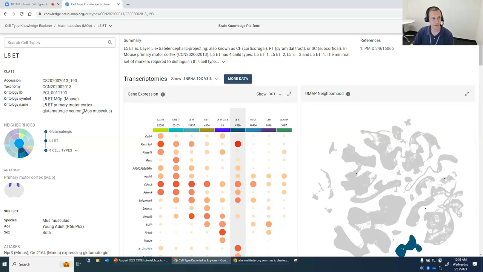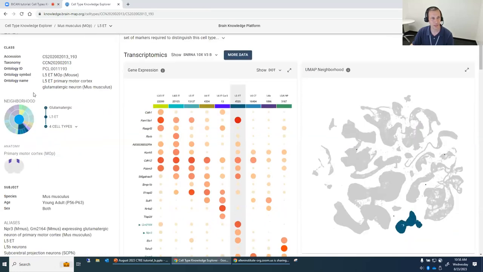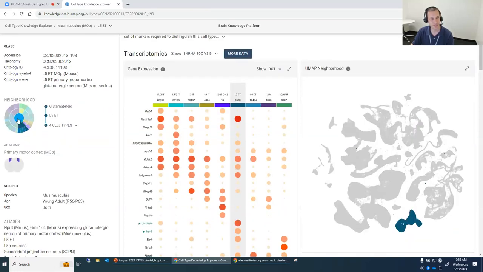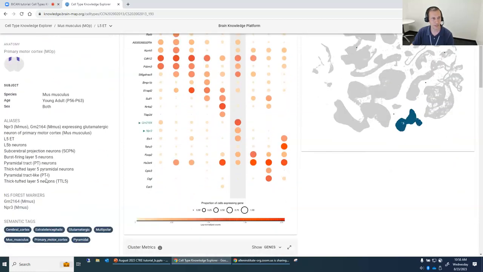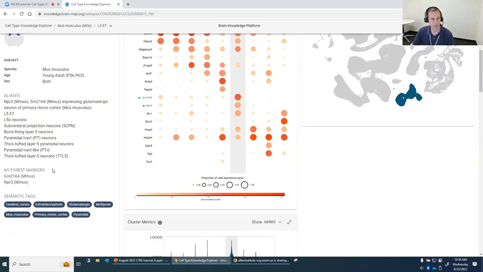On the left panel, you have some information about the cell type in the context of this taxonomy. You have information about its neighborhood, so it's a subset of the glutamatergic types. It has 4 cell types, which you can see listed below here if you click on the cell types. Again, primary motor cortex, some subject information, additional aliases. So these are also called burst firing layer 5 neurons or pyramidal tract neurons or thick tufted layer 5 pyramidal neurons. Then NS-Forest markers, which are a set of genes which together can identify this cell type from other cell types in the mouse primary motor cortex, and then some semantic tags which help with organization behind the scenes.